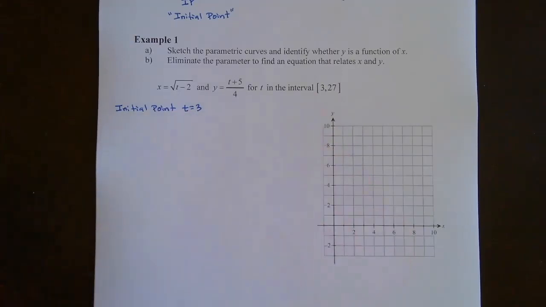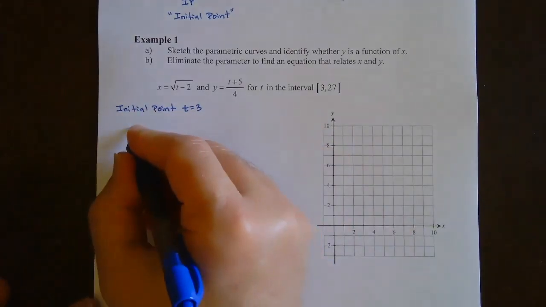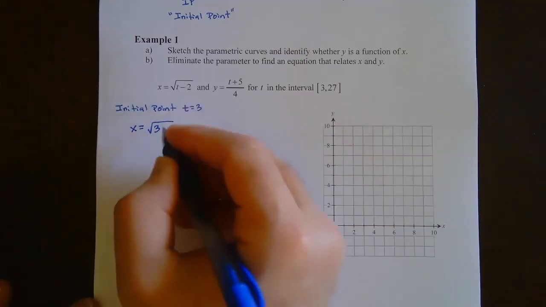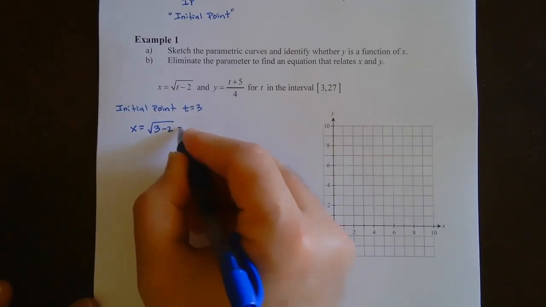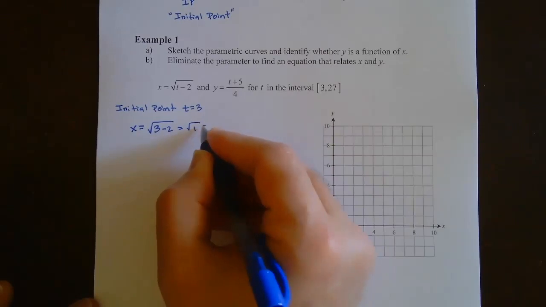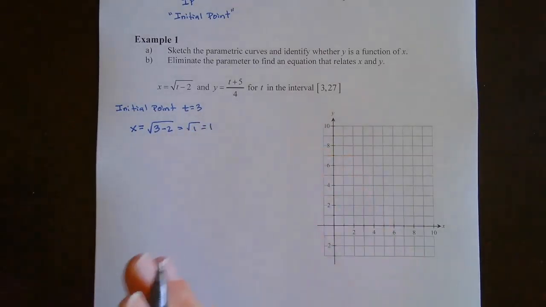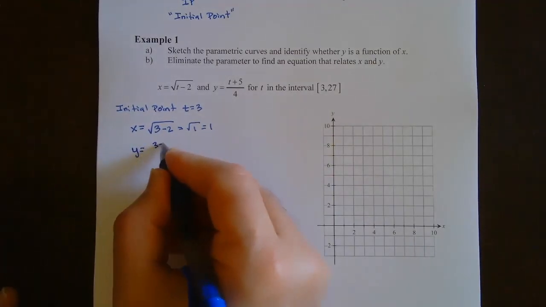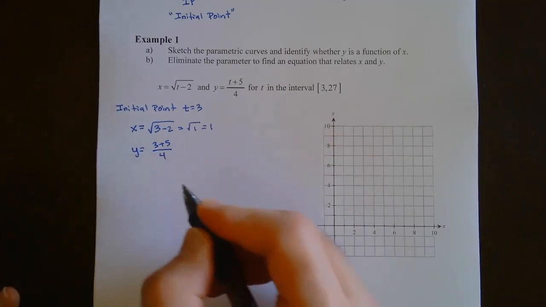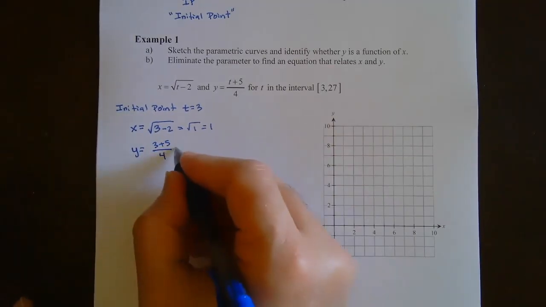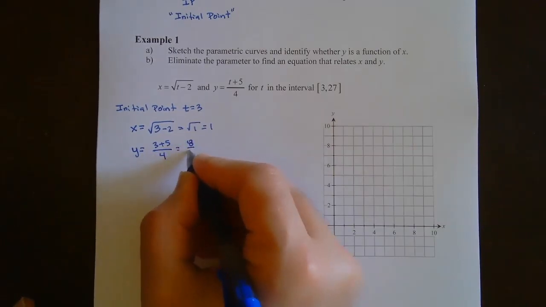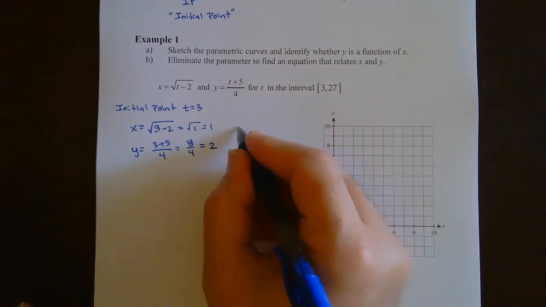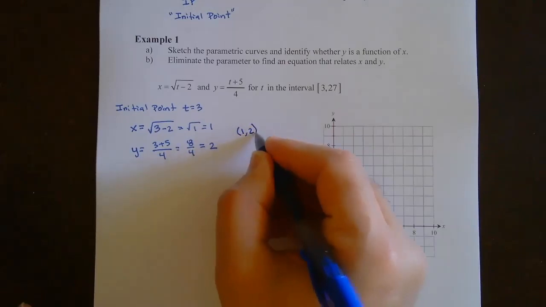Okay, so what's the x and the y coordinate, okay? So our x is equal to the square root of 3, because our t is 3, minus 2. That'd be the square root of 1, which is 1, okay? Now, what's the y coordinate at t equals 3? So y is equal to 3 plus 5 divided by 4. And I'm doing a really simple one at first just to get you going on this, okay? And 3 plus 5 is 8, and 8 divided by 4 is 2, right? So the initial point is the point 1 comma 2, okay?